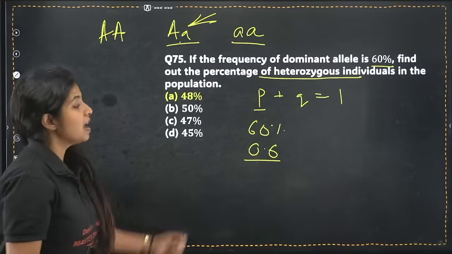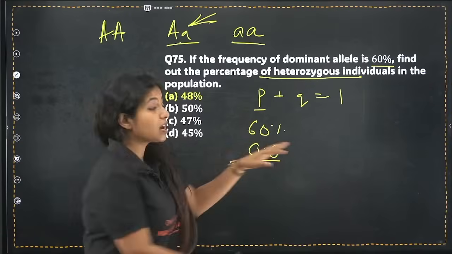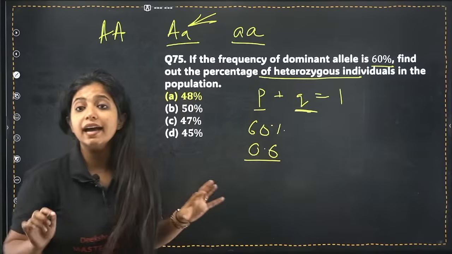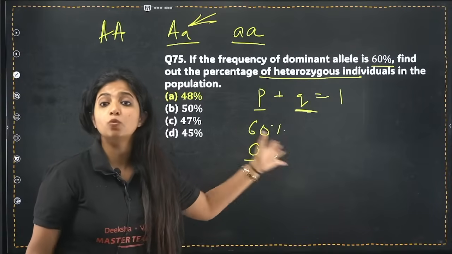How do I find that? I need to find the dominant allele frequency that is already there. I have to find the recessive allele frequency. Then only I can do something. So I have got the dominant allele frequency. Can I find the recessive allele? Yes. How? By replacing it.